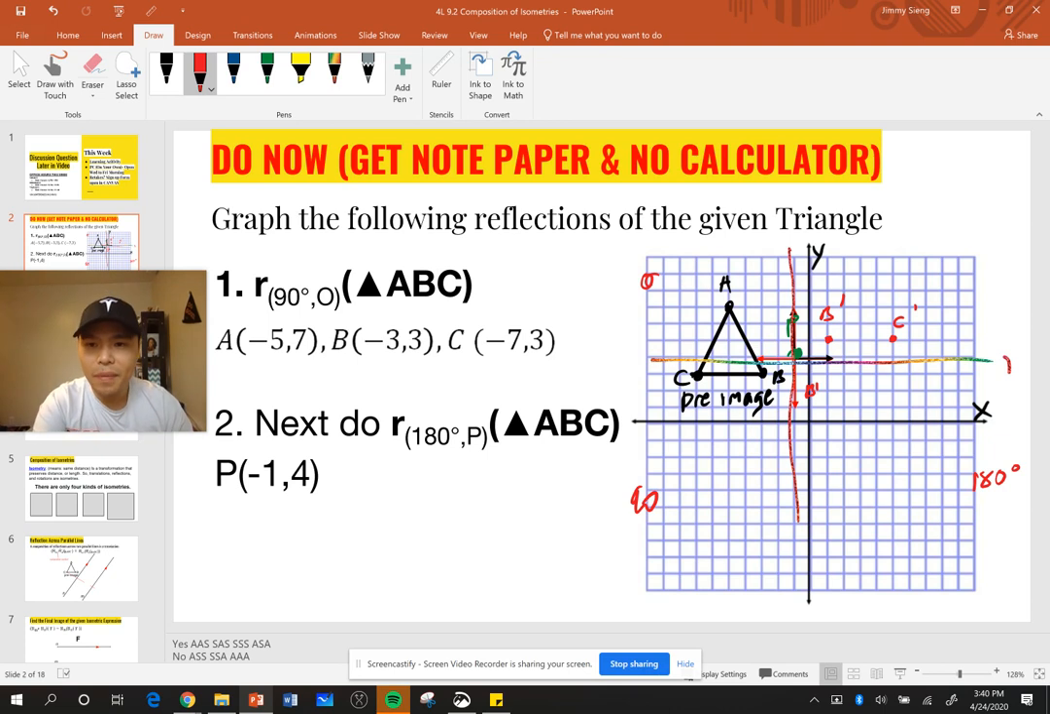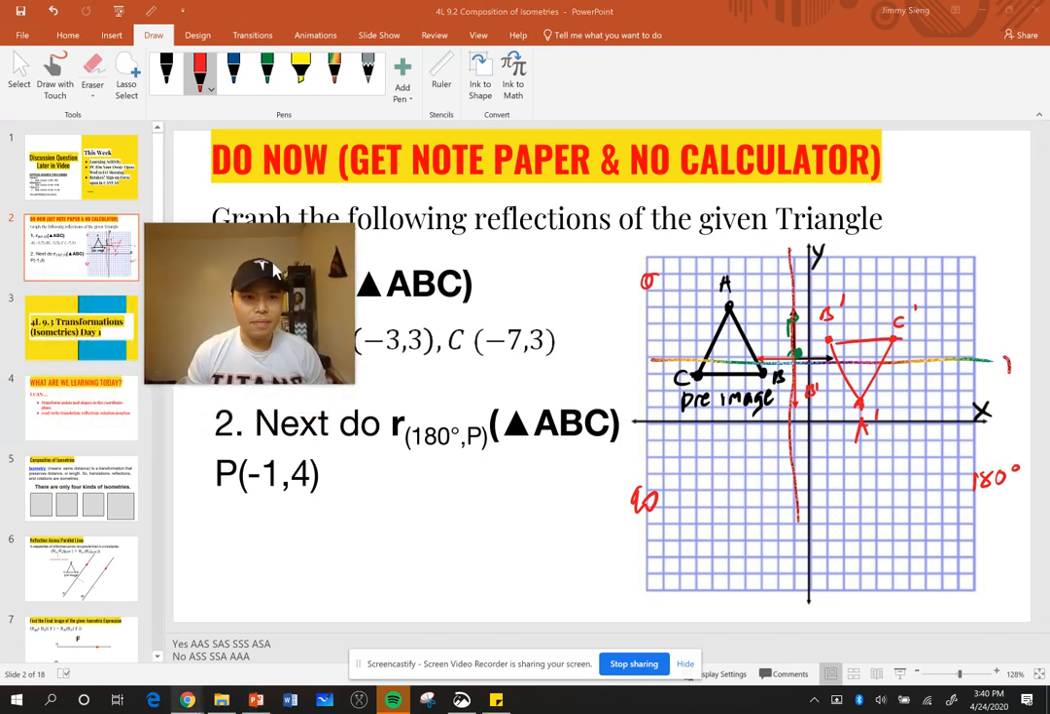Hey, if it doesn't, please come to my office hours with this. I know this isn't easy, especially when we're doing this online. So A is going to be 1, 2, 3, 4 horizontally, 1, 2, 3 away vertically. And that's where A prime is. Okay, that's my rotations right over there.